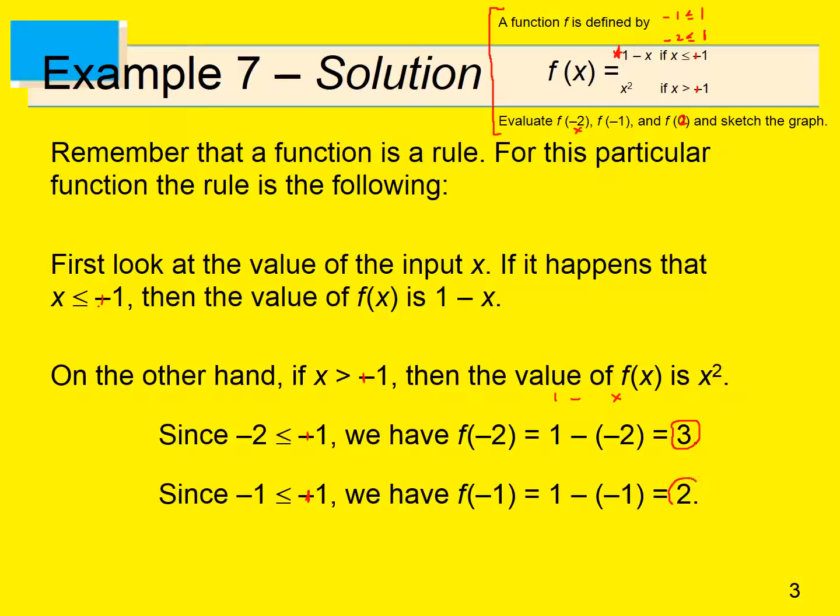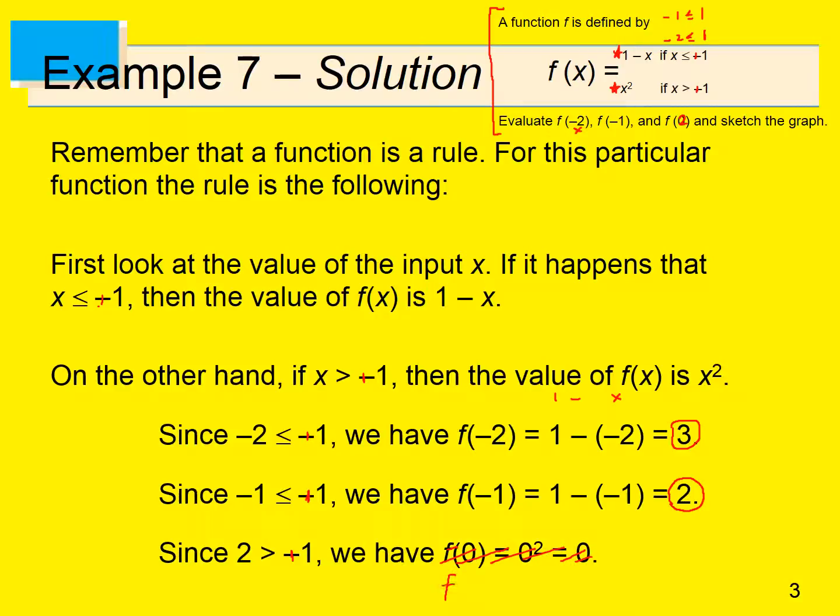Now we have to do the third one. X is 2. 2 is greater than 1. So the bottom rule this time will be used. And the bottom rule is the rule that says you need to square the input. So we square, now if we let that be 2, as we've defined it, this is not even right. So let's just get rid of this completely.